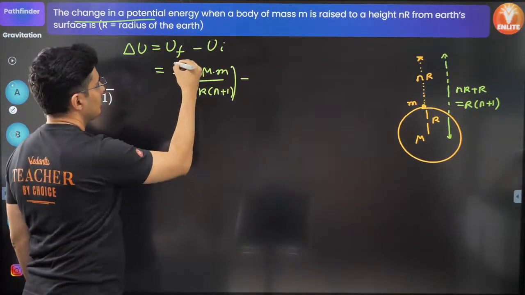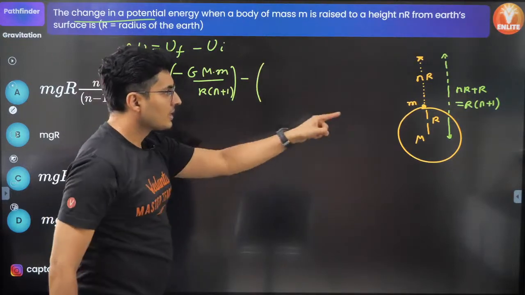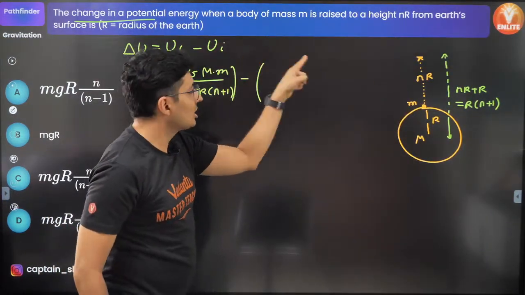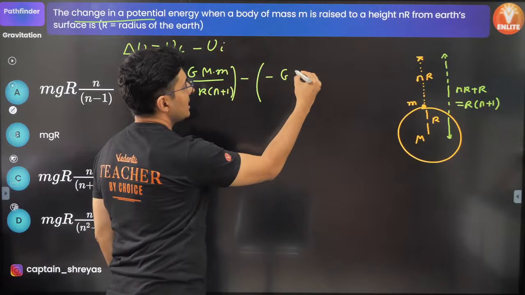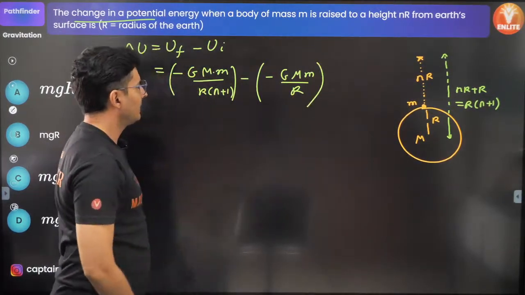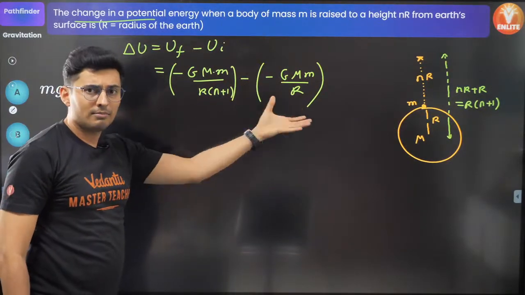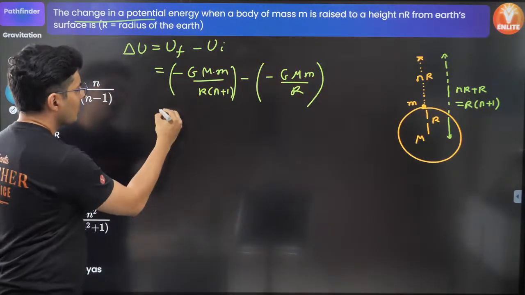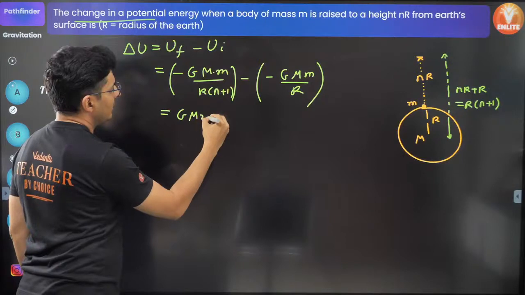Minus, this is the first term, minus. When you are on the surface, that's the initial energy. So it will be minus GMm. The distance will be just the radius of the Earth. That's it. Many things are common. Bring it out. Simplify. So G is common. Capital M and small m.